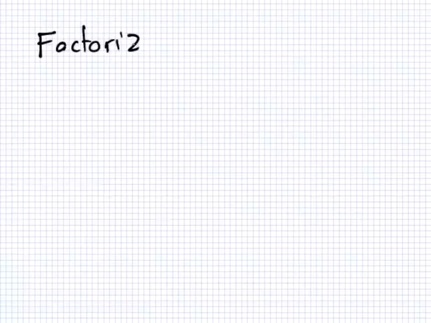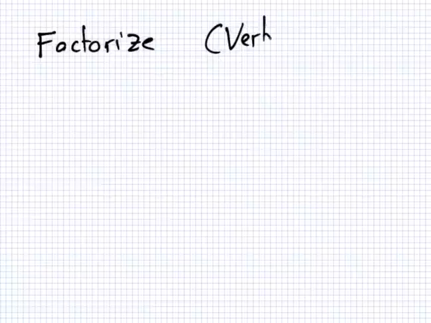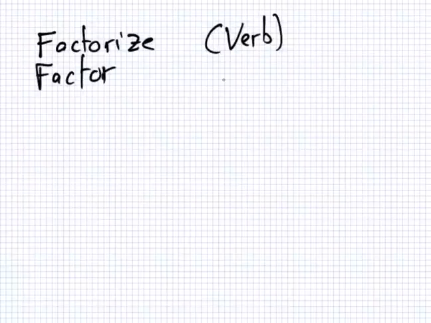So factorize is when you have one thing and you try to write it as a multiplication of two other things. So for example, you could say 25 is 5 multiplied by 5. Is that fair? So this is factorize. Let me just give you this vocabulary.